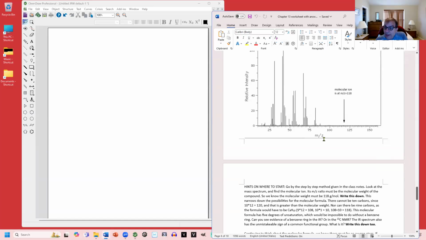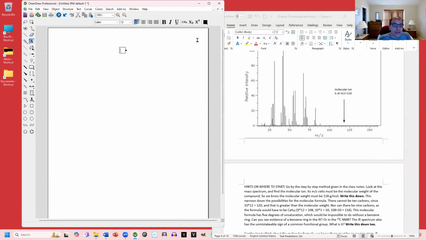Another thing we'll be pointing out in class is that the two formulas you want to try first are, I'll write this over here so you can see them, CxHyO and CxHyO2.